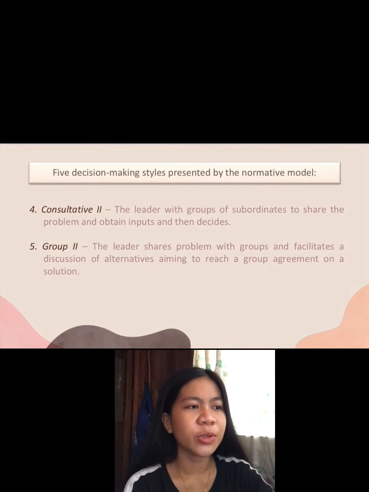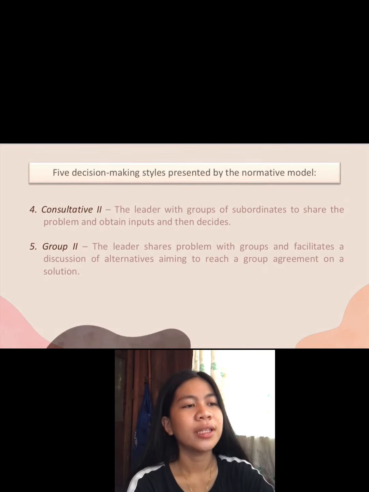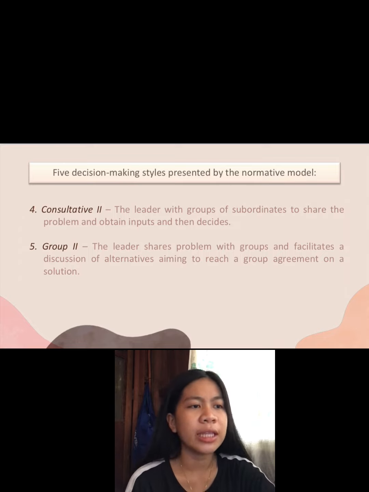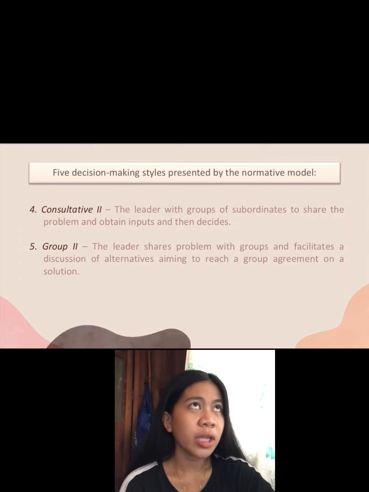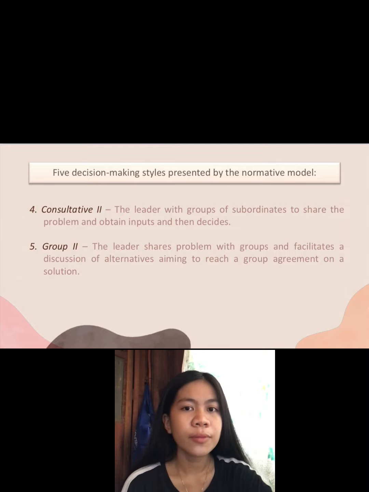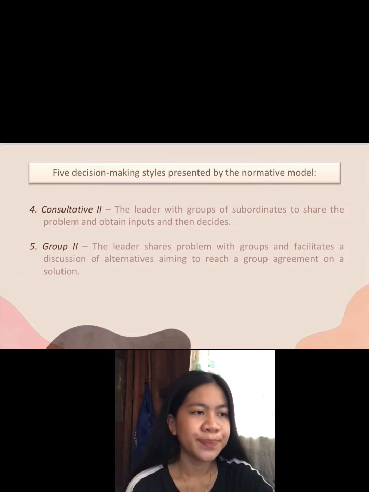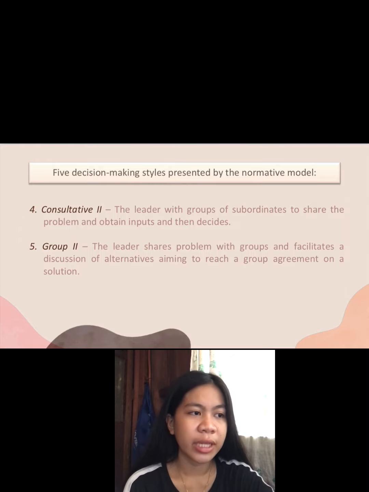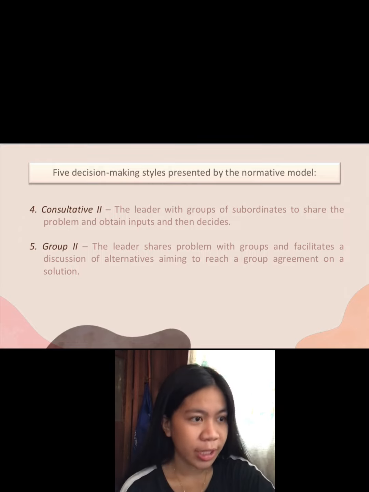The fourth one is the consultative second leader. The leader which grew with groups of subordinates to share the problem and obtain inputs and then decides. Actually, it has the same idea with the second one. Kasi nga, nag-a-ask pa rin siya ng suggestions coming from the subordinates and then decide with the subordinates.